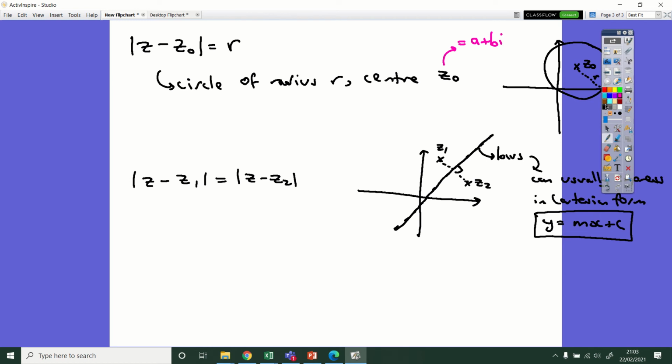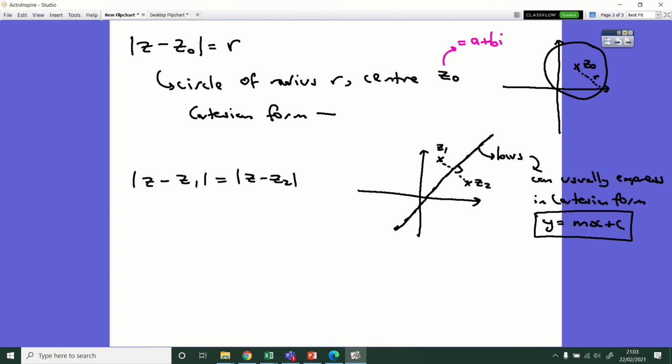Then we can also get the Cartesian form as well, can't we? Because we know how to do the equation of a circle. So the Cartesian form for this first form is going to be (x minus a) squared plus (y minus b) squared equals r squared. There you go. Okay, right, let's look at another form then.